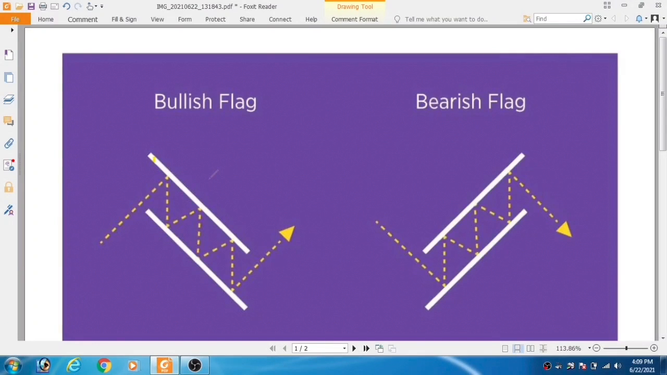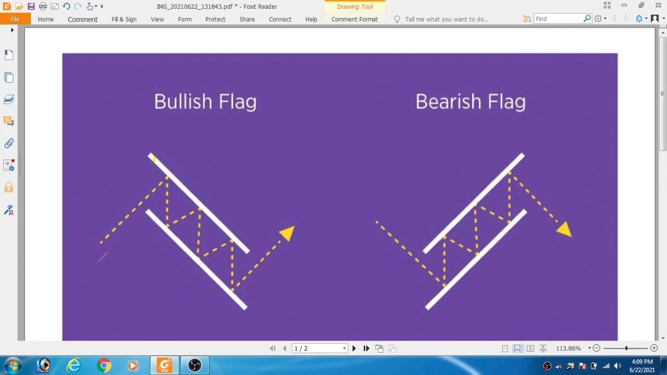Now we will learn what is bullish and bearish flag. I don't want to make a long video, so I will not explain in much detail. I will explain you everything in simple and clear way. You can see my screen over here that this is bullish flag and this is bearish flag. We will understand this through an example that how bullish and bearish flag behaves.